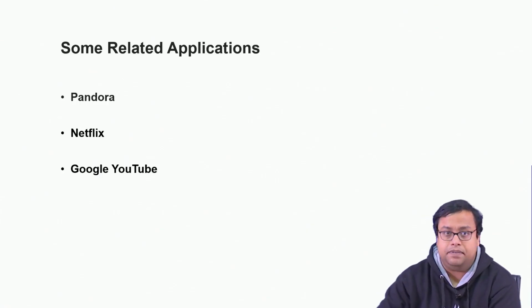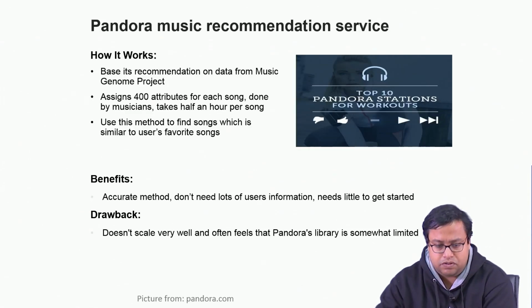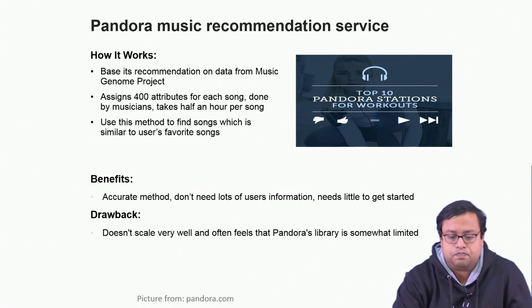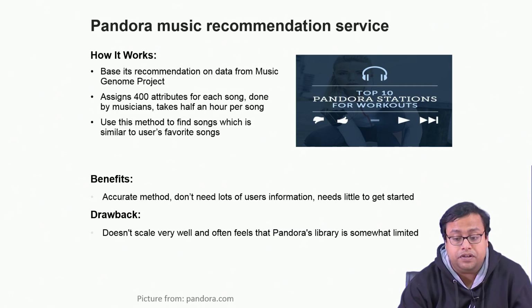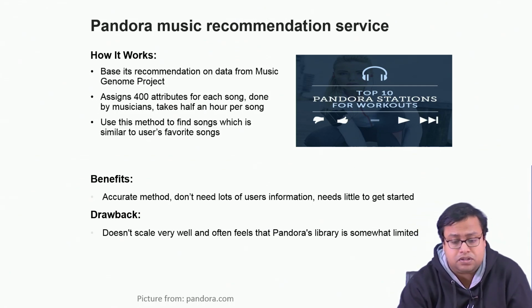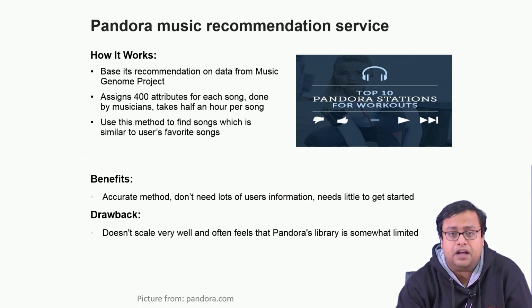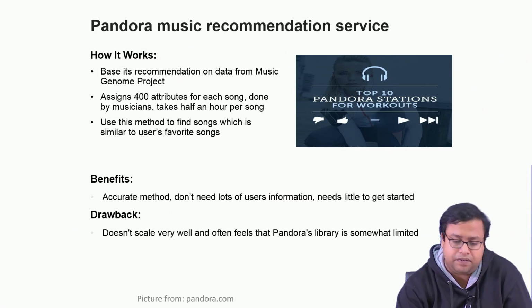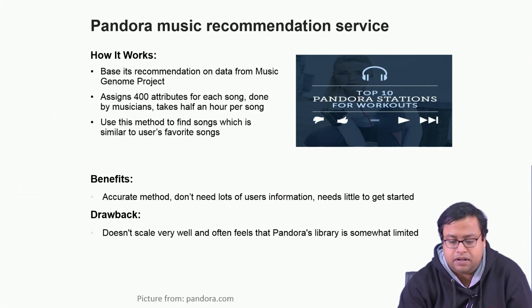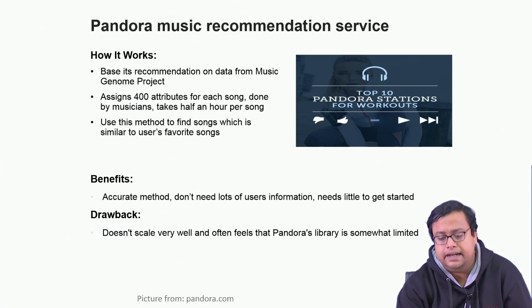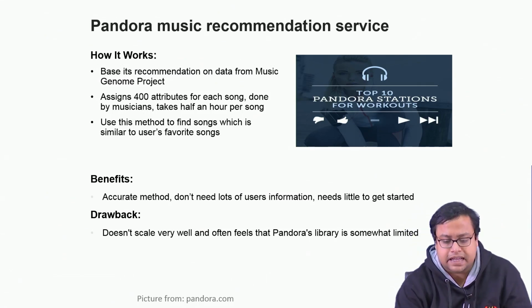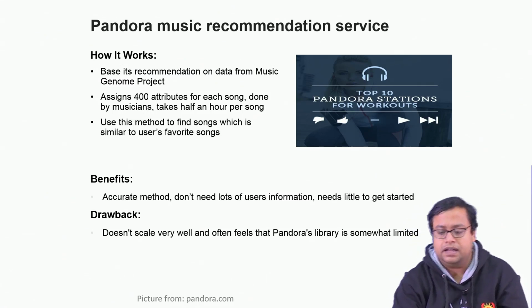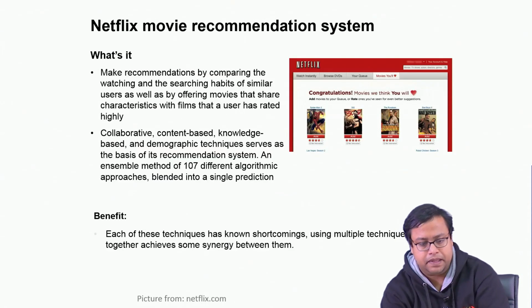Some related applications are Pandora, Netflix, Google, YouTube. For example, Pandora bases its recommendation on data from the Music Genome Project. It assigns 400 attributes to each song, done by musicians, taking half an hour per song, and uses this to find songs which are similar to the user's favorite song. What are the method's benefits? Accurate method. Don't need lots of user information. Because it is item based, music and music are matched. But it doesn't scale very well, and often feels that Pandora's library is somewhat limited. So, that is one problem.